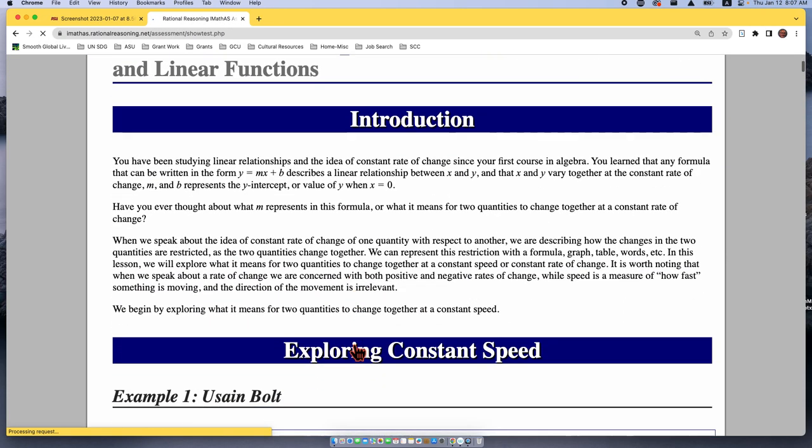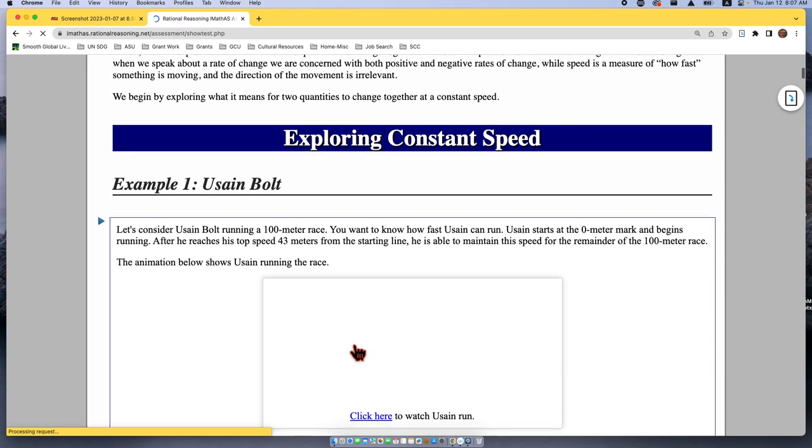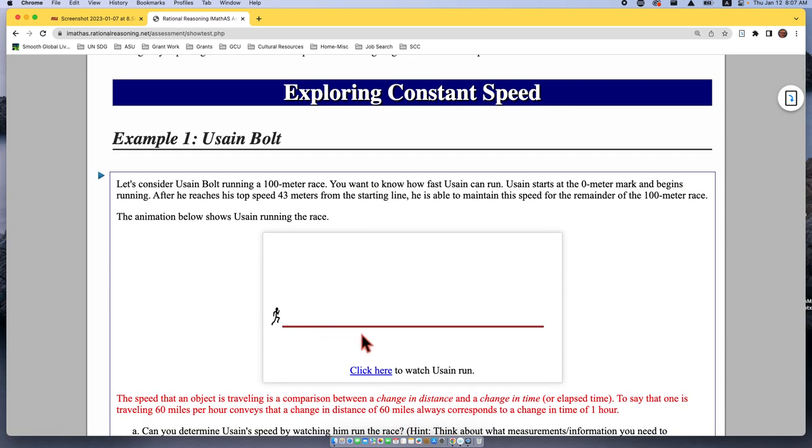And again, there's an introduction, and this is one on Usain Bolt. Is he still the fastest human? Anyone know? I think he is, or nobody's broken his record, but someone probably will. But anyway, it's kind of cool. You click here, you see him run. And in this situation, he takes some time to get up to speed, so it's very realistic. But then after a while, he reaches his maximum speed, and then it's constant speed.